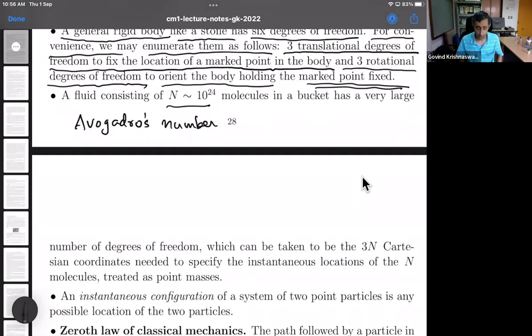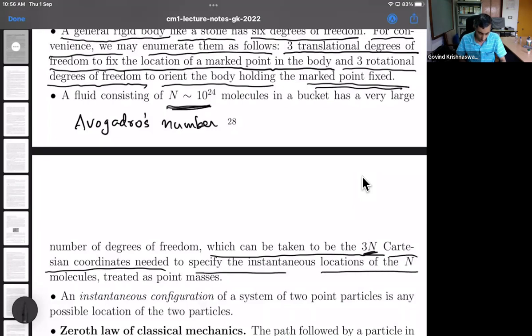Certainly, it's a very large number of degrees of freedom. We can take them to be 3 times n. So suppose there are n molecules, then for each molecule, which is regarded as a point particle, you have 3 translational degrees of freedom, which determines its location. So 3 times n Cartesian coordinates would be needed to specify the instantaneous locations of all the n molecules, which are treated as point masses. So a system of n particles has 3n degrees of freedom.